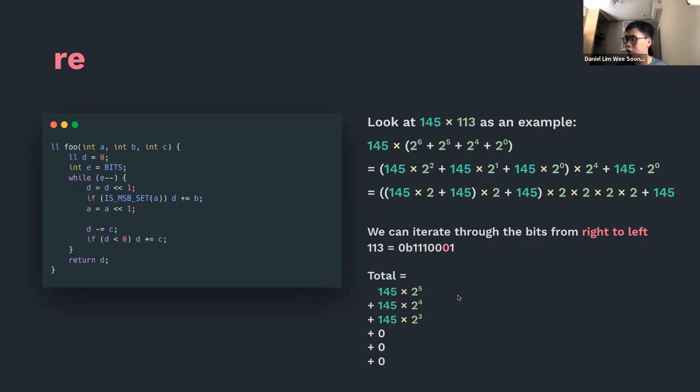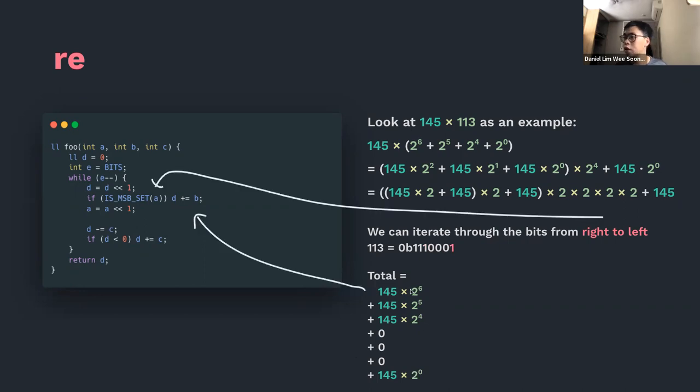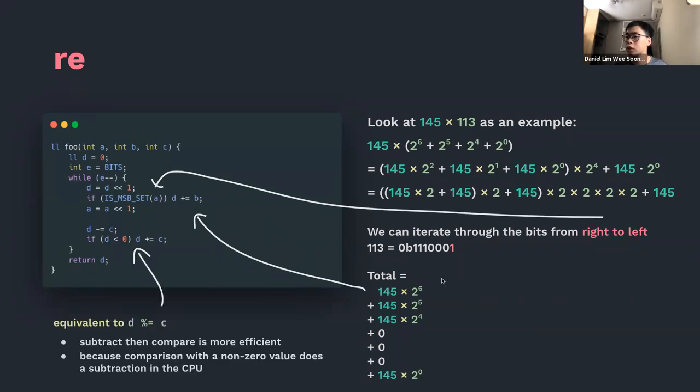And so on, we just iterate through, and this is the total. And this is the same as what we have up here as the product. So if we try to map it over, we see that it iterates from right to left with this, and then it also accumulates everything with this D plus equals B. And now we look at this bottom part. It is just equivalent to D mod, just applying modulo C to D.